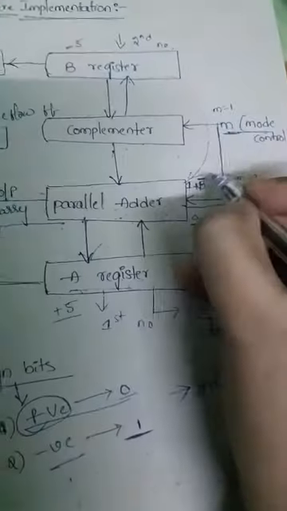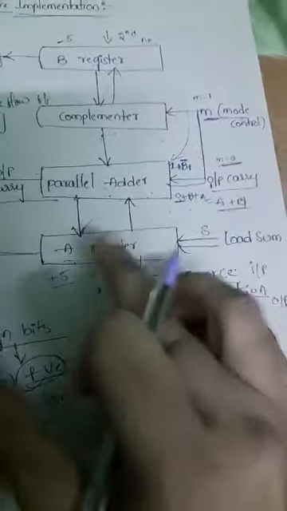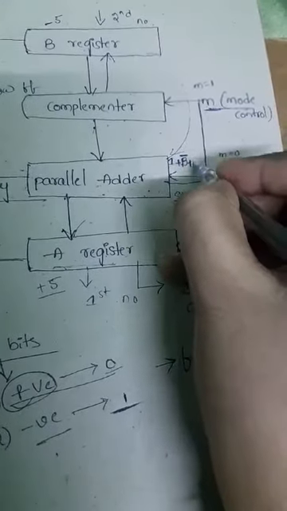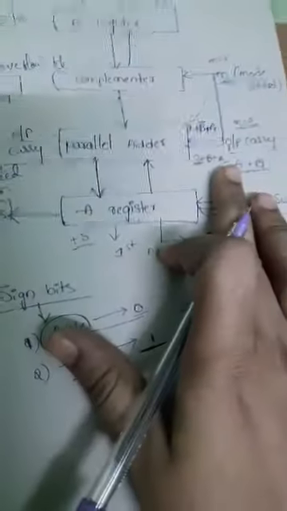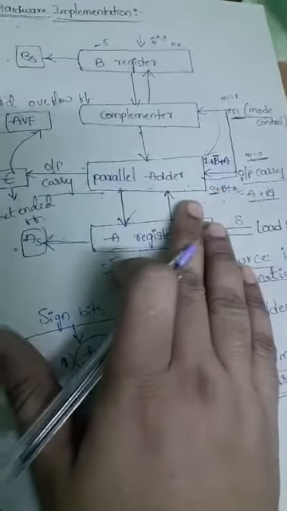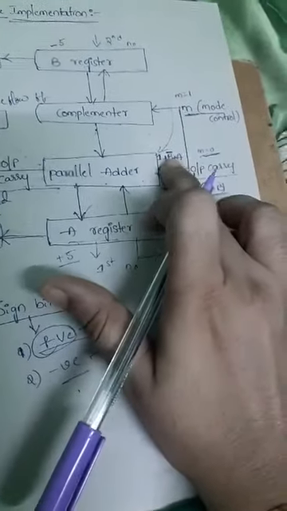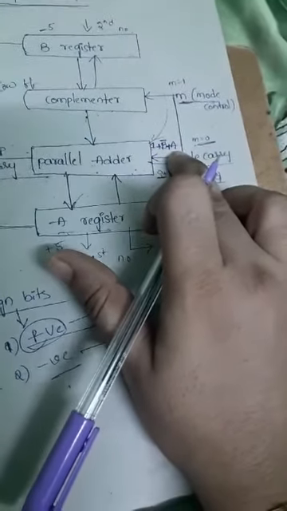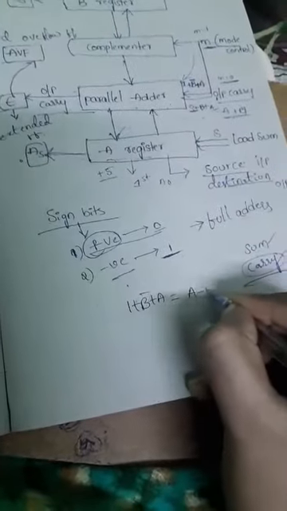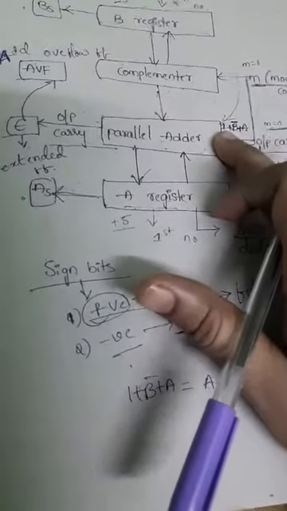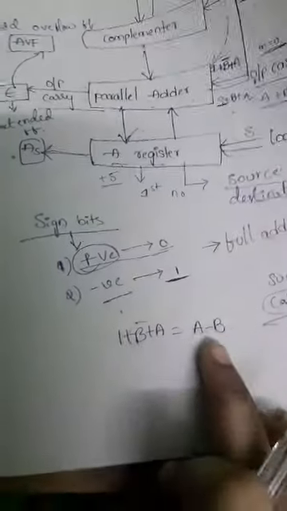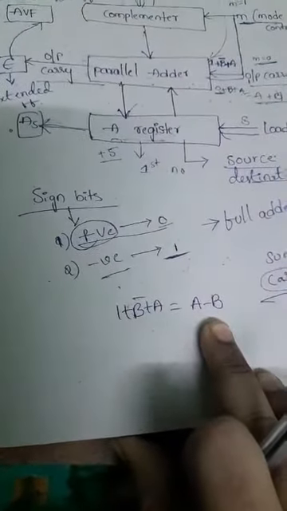After that, whatever A content we have will also be given to the parallel adder. So we know how to calculate the subtraction operation: 1 plus B complement plus A. So we get the result as A minus B. The B complement plus the mode pin carry and A give the result A minus B.